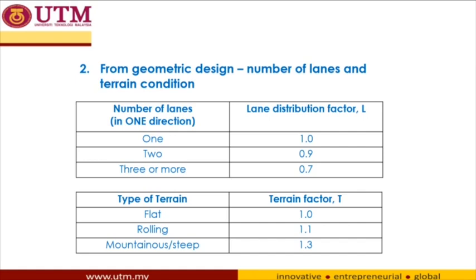And then the second factor, we have geometric design. For geometric design, we consider the number of lanes and terrain condition. Based on the first table in the slide, you can see the lane distribution factor is given based on number of lanes per direction. For example, if you design for a 2-lane highway, the lane distribution factor is considered as 1 because it's 1 lane per direction. The second table is about the selection of terrain factor. This terrain factor is based on type of terrain, whether it's flat, rolling, mountainous or steep.